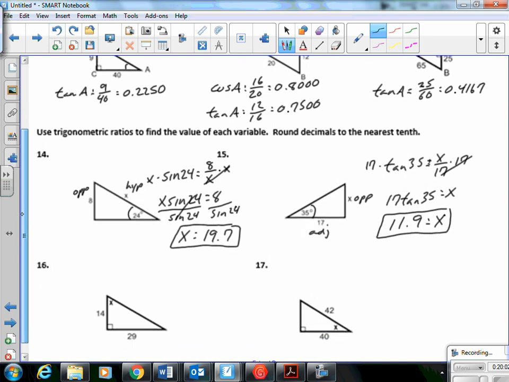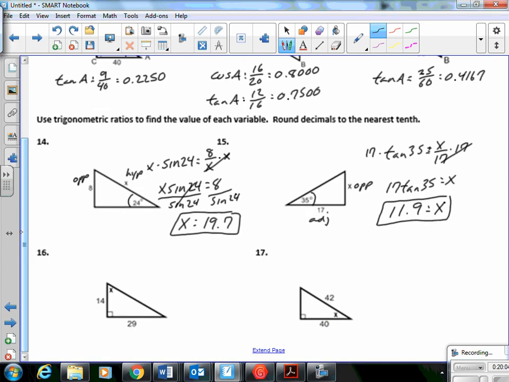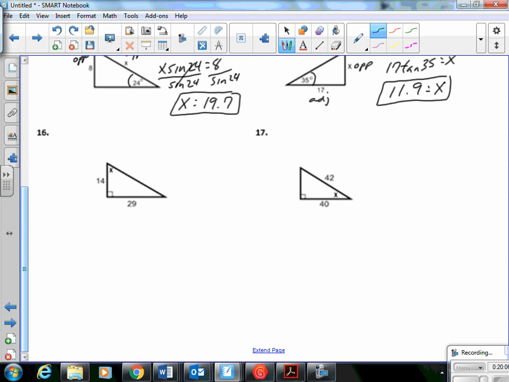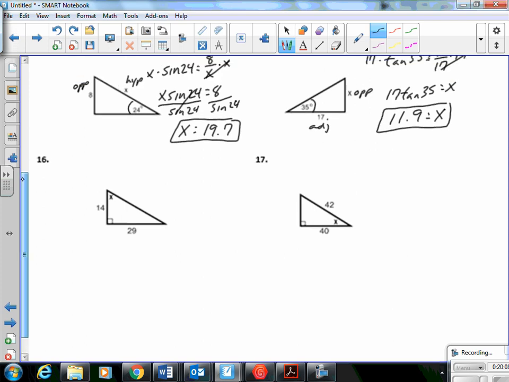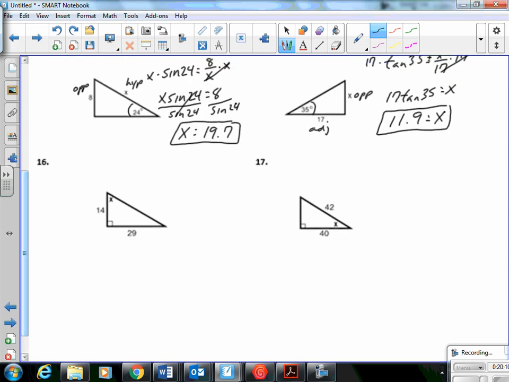All right, so those two we're solving for a side. The next two we're solving for an angle. And for the angle, if you look at the angle, the x is there, and 29 is opposite, 14 is adjacent. Opposite and adjacent goes with tangent. So we're going to say the tangent of angle x is equal to the opposite side 29 over the adjacent side 14.